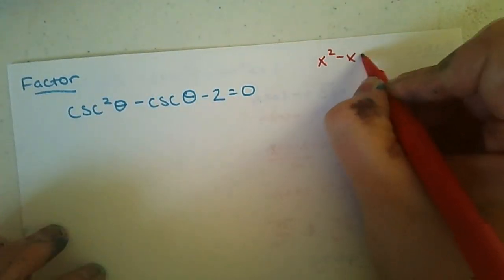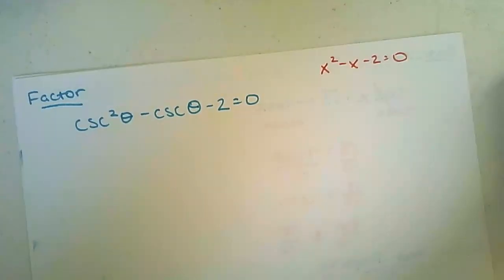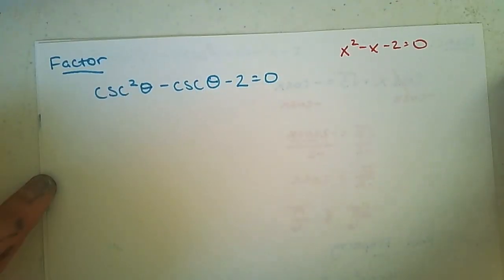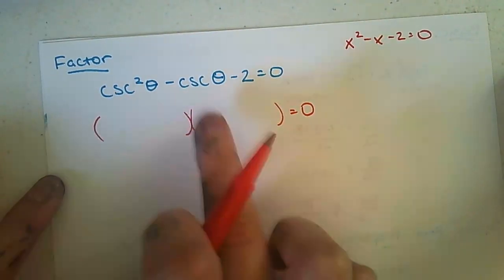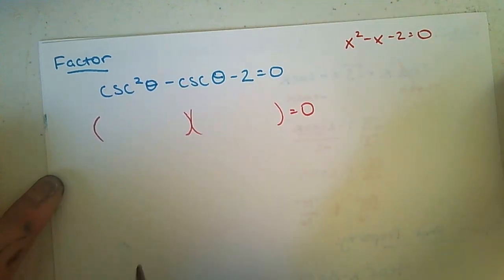The next ones we're going to do then is our basic factoring problem, so kind of like a quadratic. So think, if you have something like this, what would you do? I'm going to go ahead and set up my parentheses. In this case, we need to figure out what times what gives us a cosecant squared.